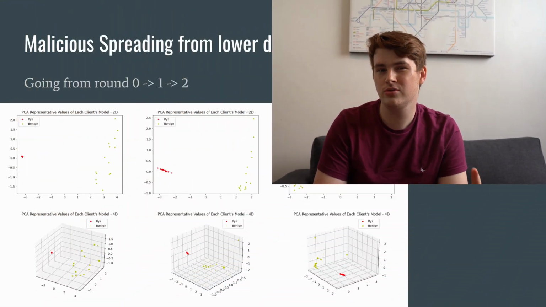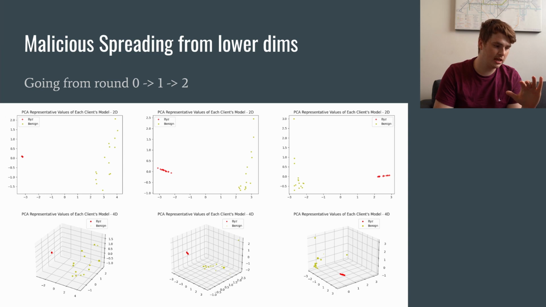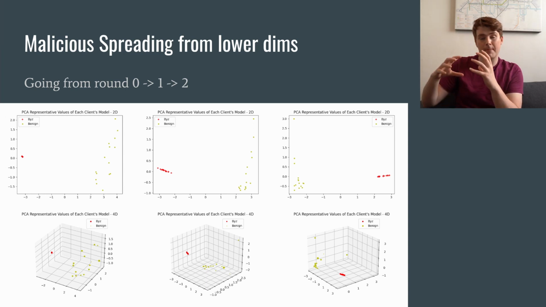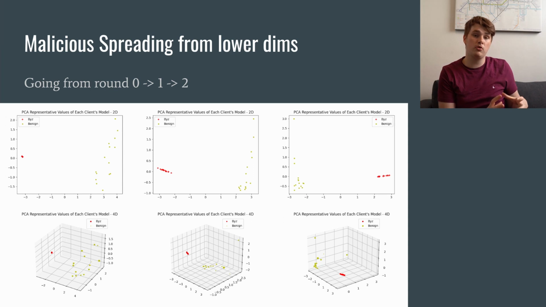However, we do tend to notice that at lower dimensions of PCA, looking at 1, 2, 3D PCA, the malicious models end up impacting the benign models more. So actually the 26 malicious clients I was talking about was with 4D PCA.